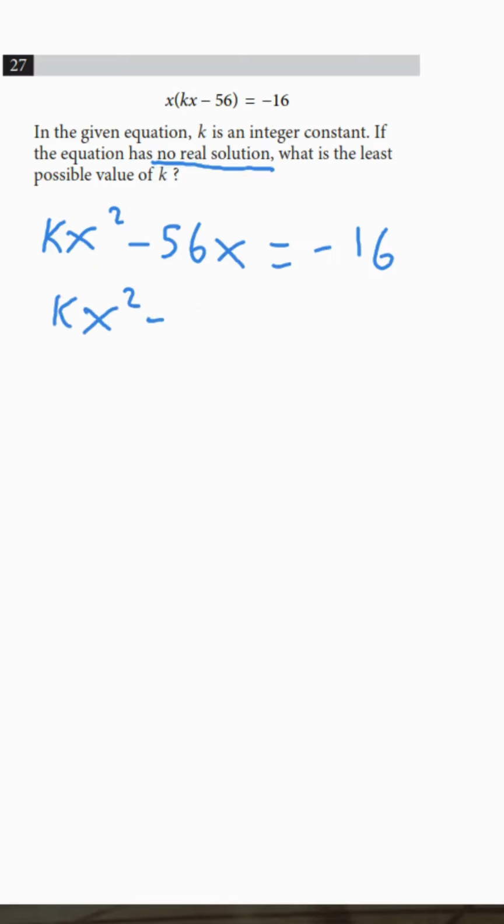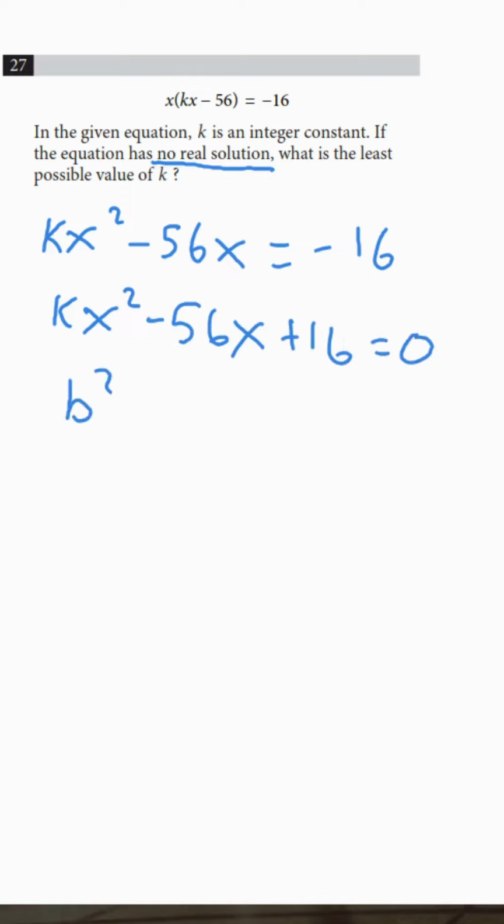When we do that, we're going to get kx squared minus 56x equals negative 16. So now we see that this is a quadratic equation, and we want to find the least value of k that gives us no real solution. So we know that a quadratic has no real solution when the discriminant is less than 0. I'll explain what that means in a second, but let's get that 16 on this side because we want quadratics to be equal to 0.